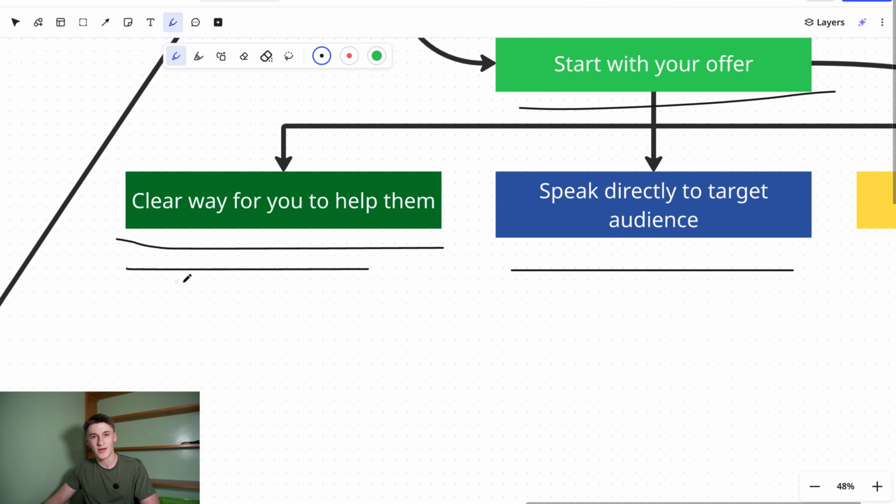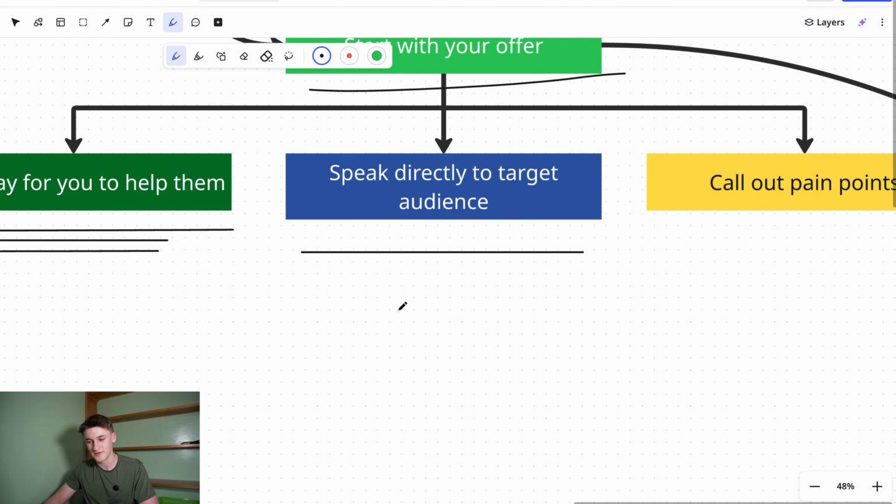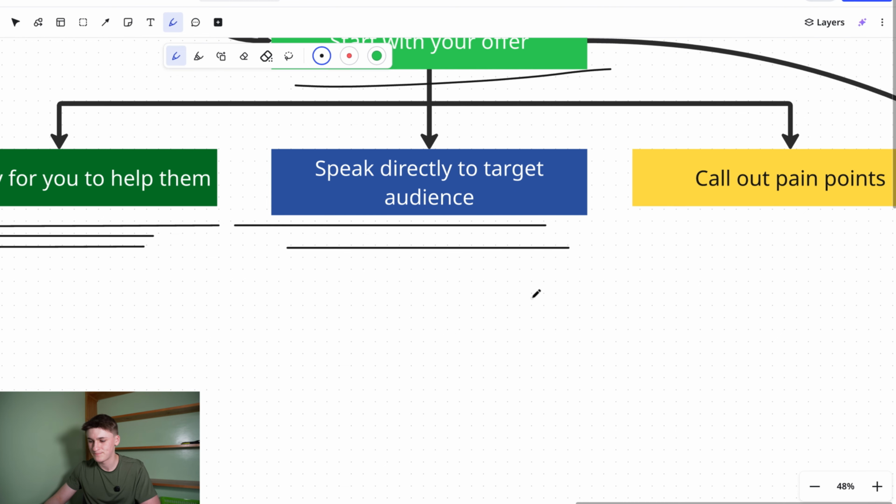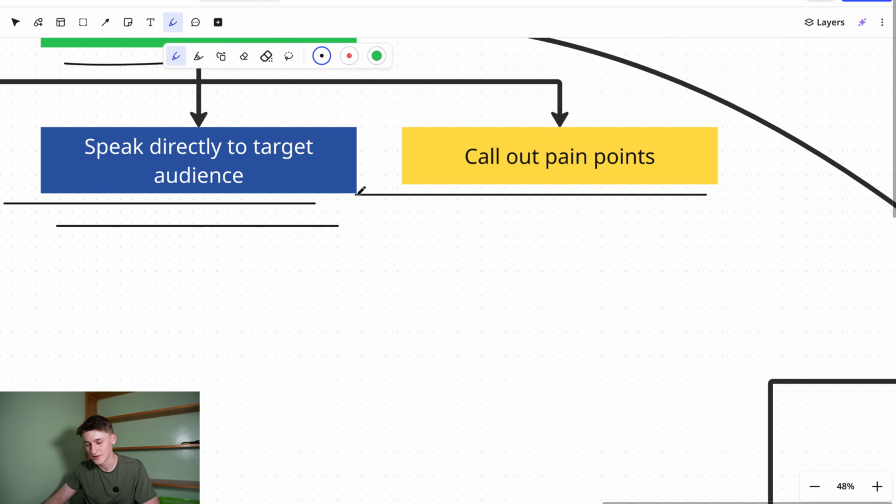But you need to describe that in a way that appeals to your ICP, the people that you're going to work with. And then to call out pain points. It's really important that you acknowledge that you understand this industry well enough to talk to people about what they don't have or what they're lacking in their business.